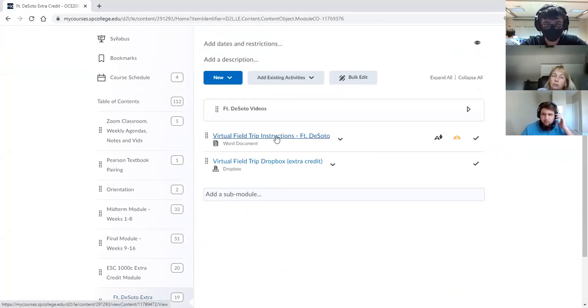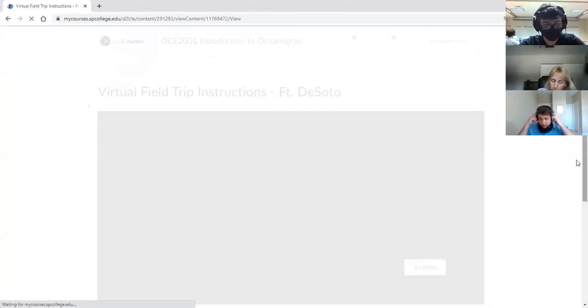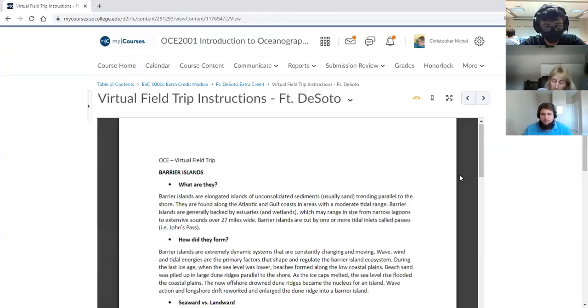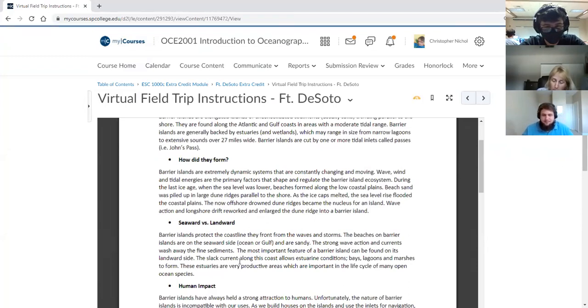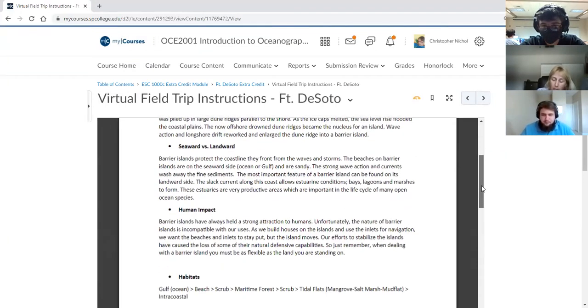Here's the instructions on how to write it up. Okay, a little background on barrier islands. We're going to cover barrier islands. We're kind of getting a little ahead of ourselves, but as we go through the class, we're going to learn more. So it'll be a lot easier as the class goes on and your knowledge base builds up.